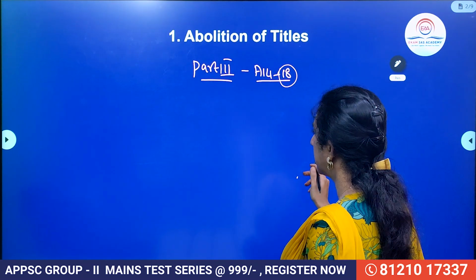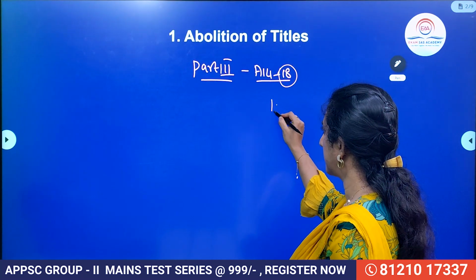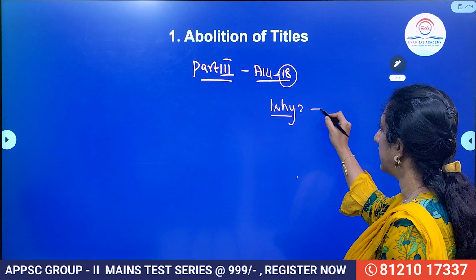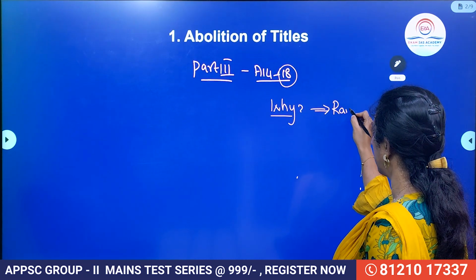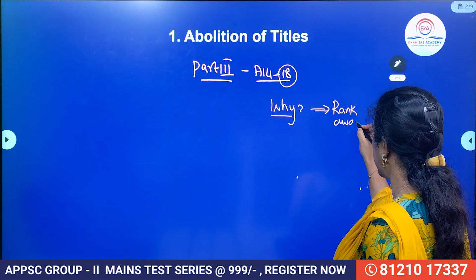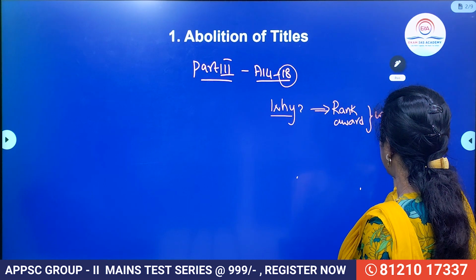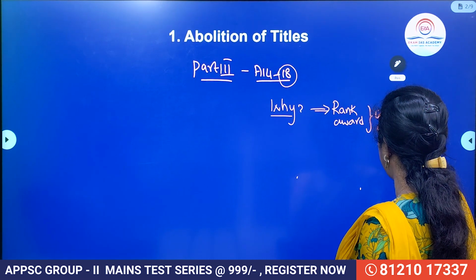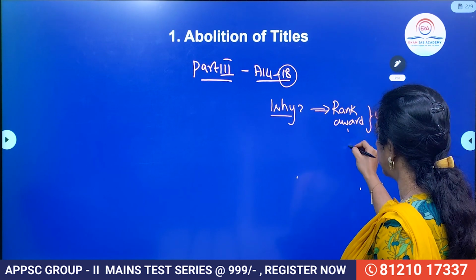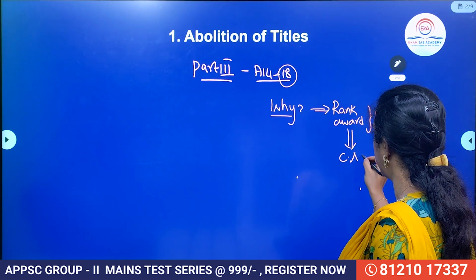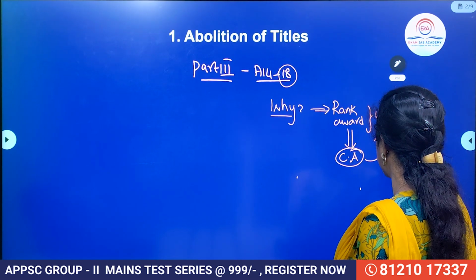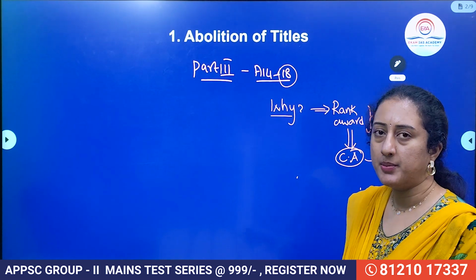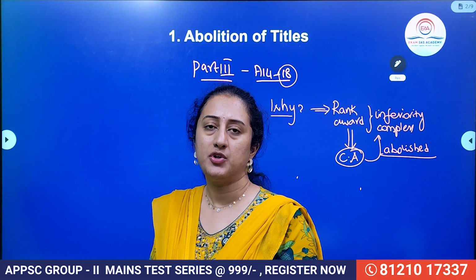So what type of titles are abolished? And why were they abolished? First let us understand why. When a particular rank or a particular award is given, it can create an inferiority complex, right? That is the reason why the Constituent Assembly abolished such things by a complete ban on conferment of any titles.